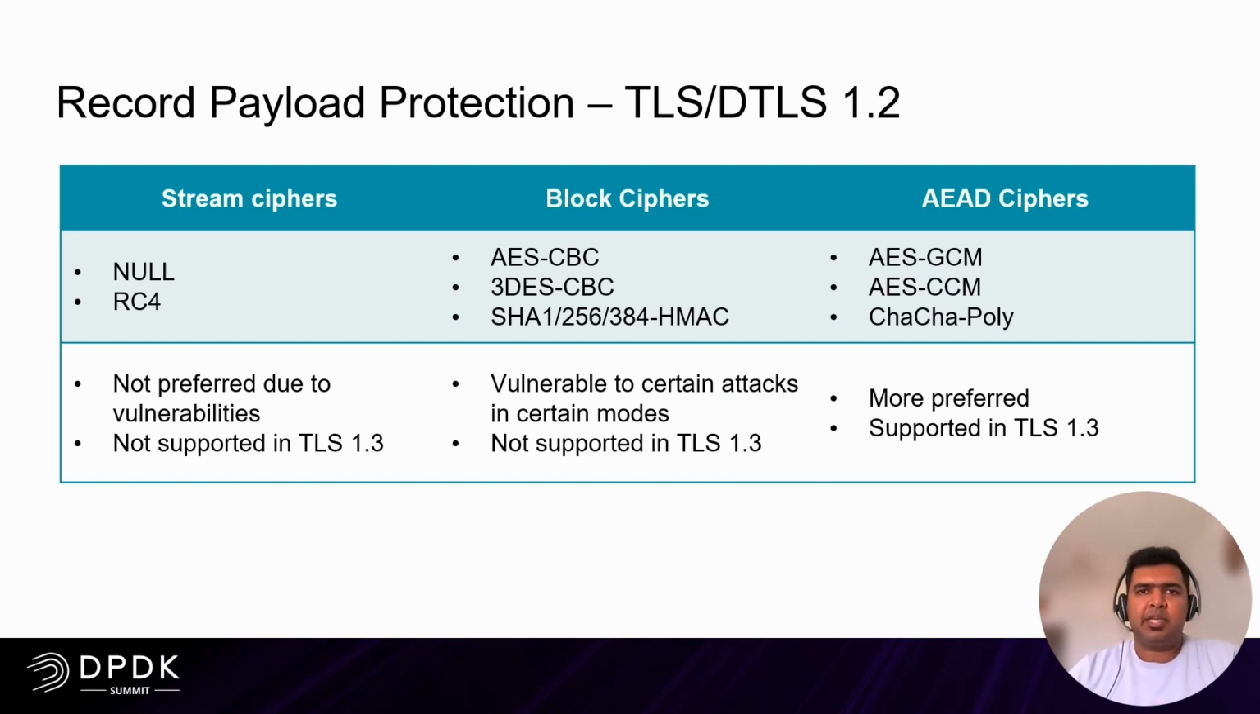Since TLS is a security protocol, cryptography would be at its core. There are three types of ciphers used: stream ciphers, block ciphers, and AEAD ciphers. Stream ciphers are not preferred due to vulnerabilities. Block ciphers and AEAD ciphers are more common. Block ciphers can be like AES-CBC, 3DES-CBC, etc.